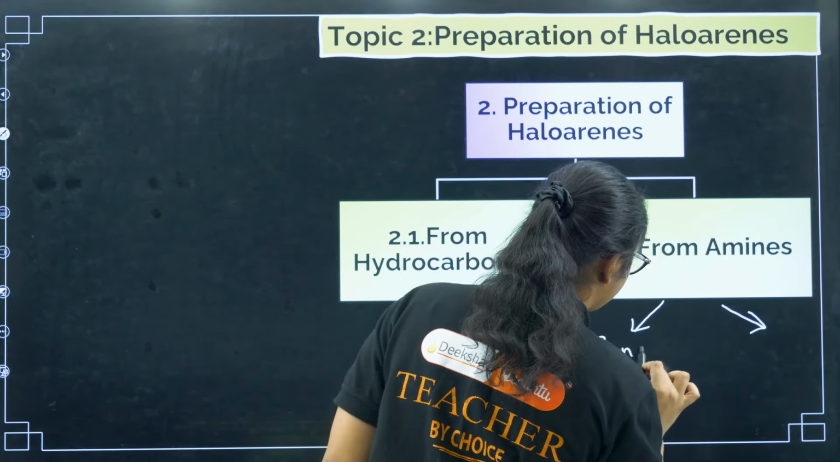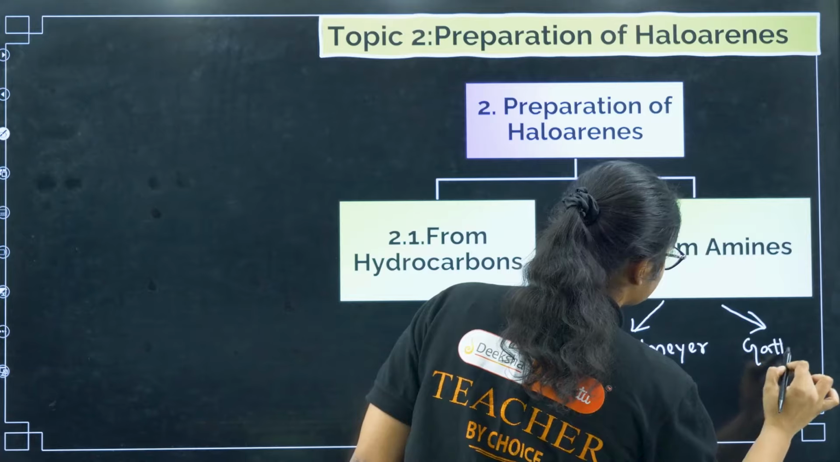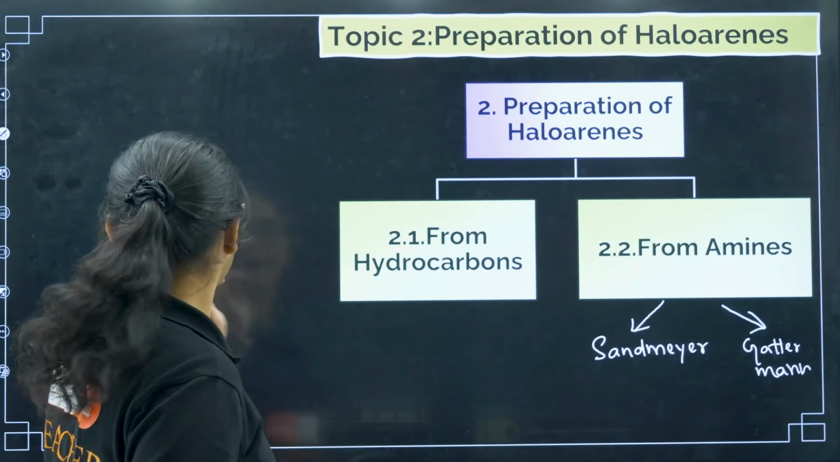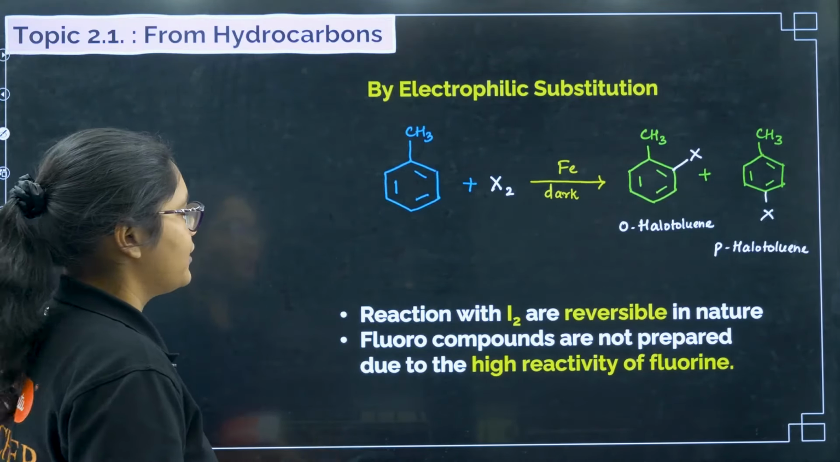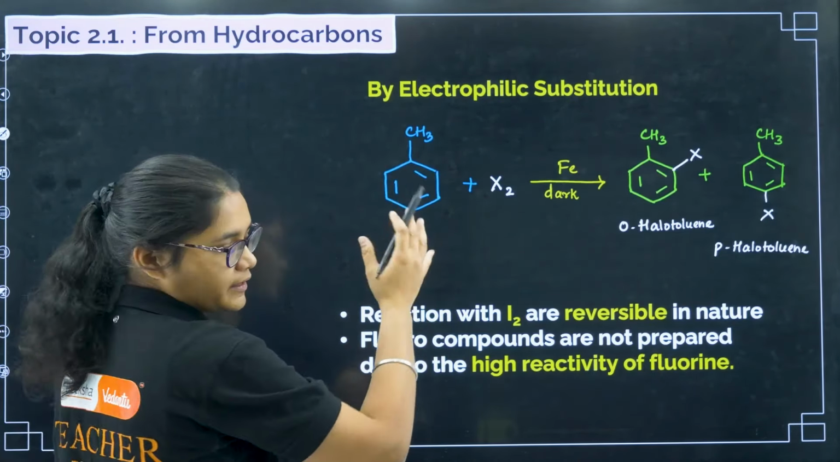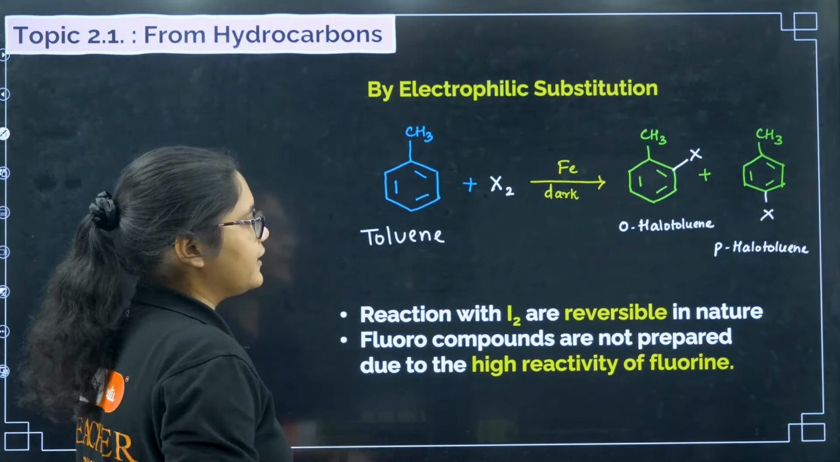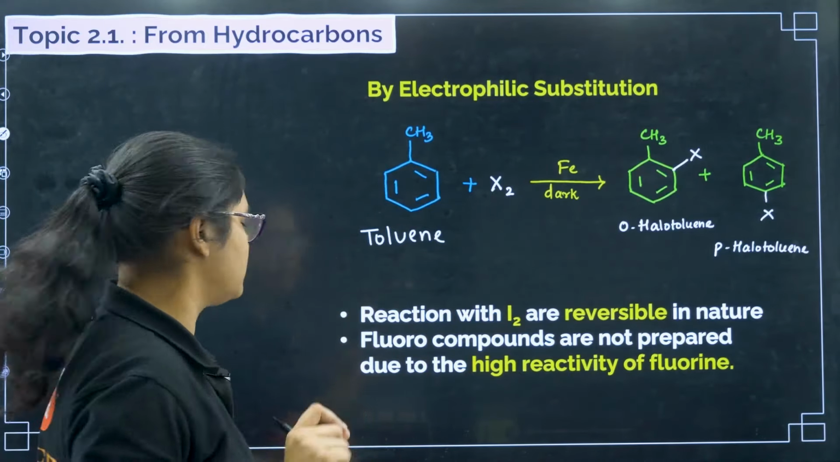One is your Sandmeyer reaction, another is your Gattermann reaction. So from hydrocarbons, how can we prepare haloarenes? If you have toluene and react it with X2 in dark, please understand, there is a very important question.